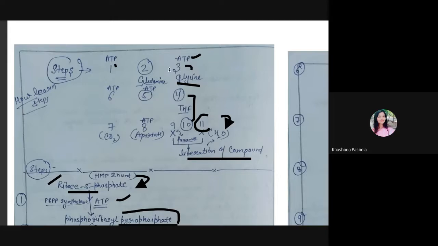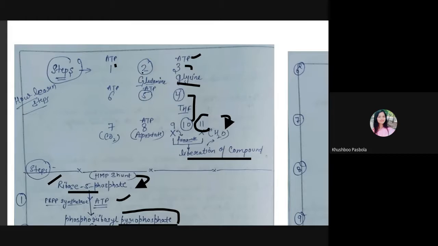Okay, so steps 1, 3, 5, 6 and 8 all require ATP. So just write down ATP in superscript, because these steps require ATP. Now again, just circle the second, fifth, fourth and 10th steps. Just encircle these digits: second, fifth, fourth and 10th.